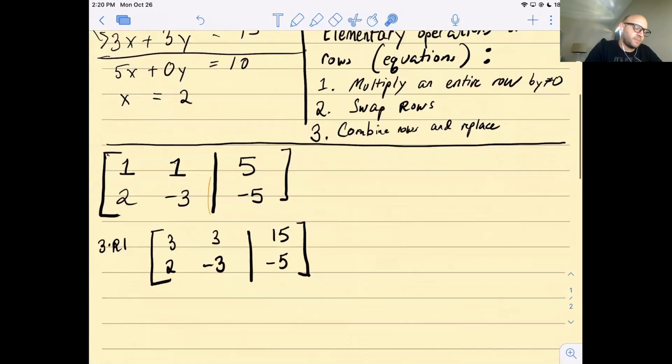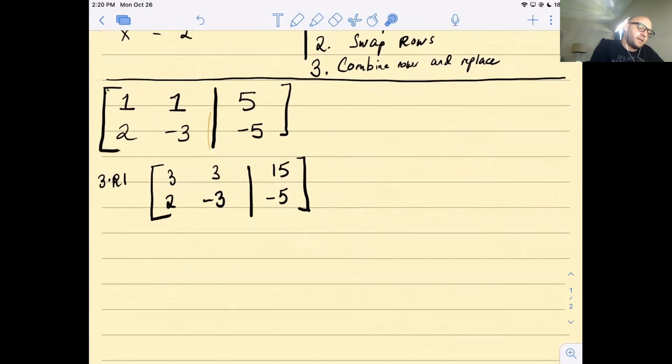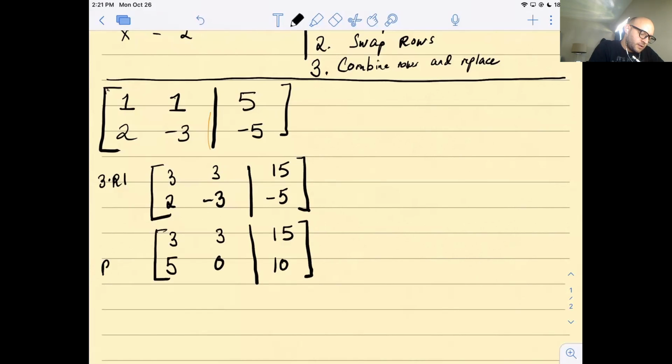Okay, now the next step would be to add the first row of the new system to the second row and swap it out with the second row. So let's try that. This would be 3, 3, then 15. And over here, it would be 5, 0, and 10. So this is going to be R1. I write in front of the row what it got replaced with.